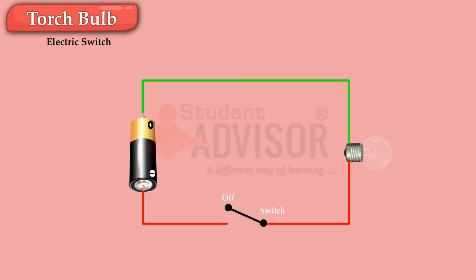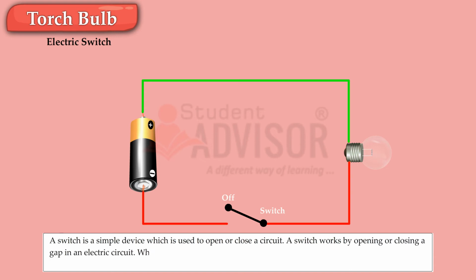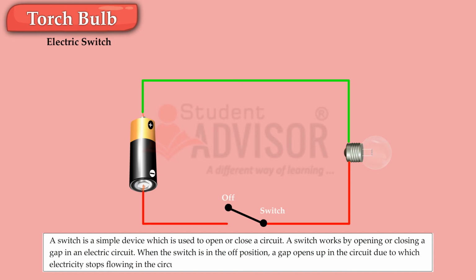Electric switch. A switch is a simple device which is used to open or close a circuit. A switch works by opening or closing a gap in an electric circuit. When the switch is in the off position, a gap opens up in the circuit due to which electricity stops flowing in the circuit. Hence, the electrical appliances stop working.